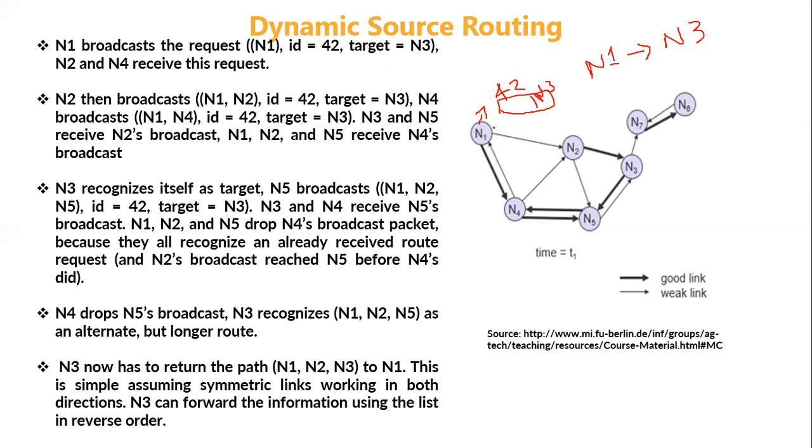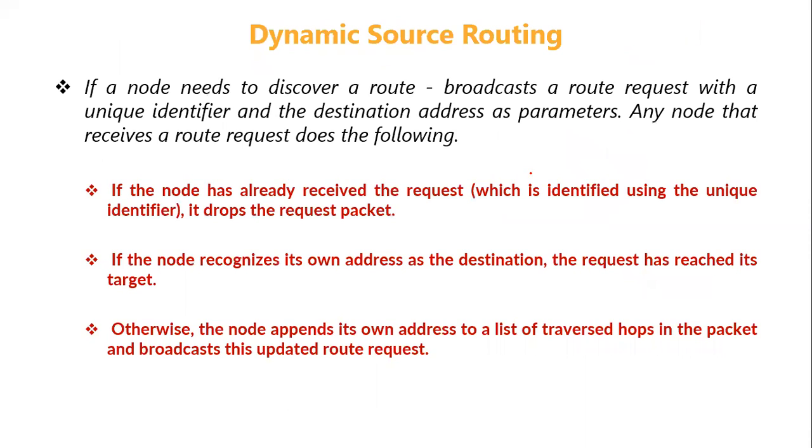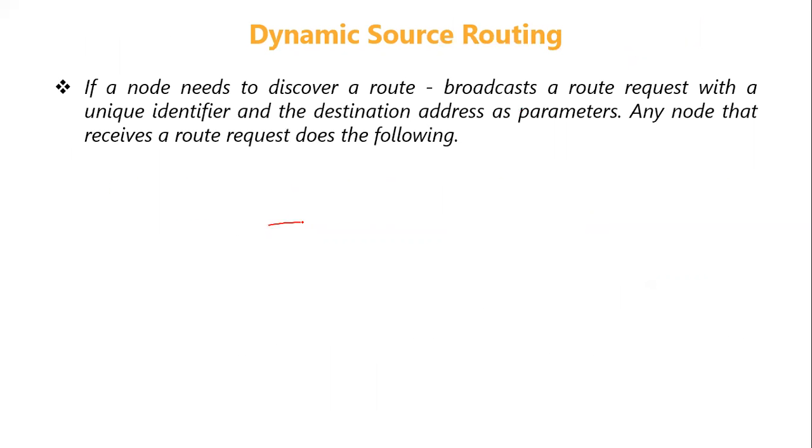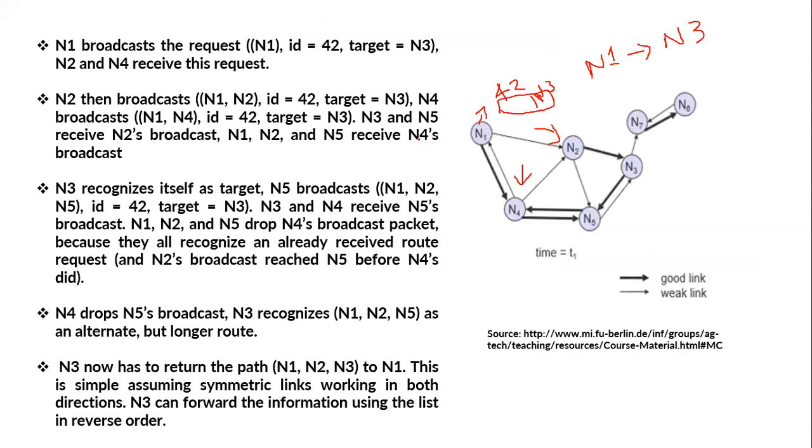So who will receive this packet? N2 will receive, and also N4 will receive this packet. Now go through the algorithm. What's the first step? If the node has already received the packet, then discard it, it will just drop the packet. So let us check, has N2 or N4 already received this same packet 42? No, they have not received it, so they will accept it.